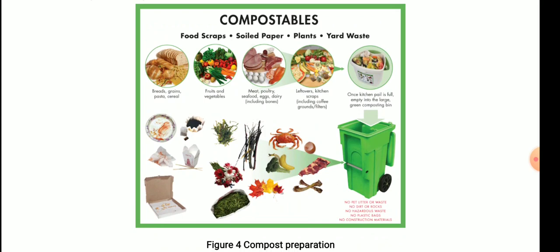Now this diagram shows what are compostables: food scraps, soiled paper, plants, yard waste, etc. Bread, grains, cereals, etc., fruit and vegetable waste, meats, poultry, seafoods, eggs. Leftover kitchen scraps including coffee grounds, filters, etc. Once the kitchen pail is full, it is emptied into the large green composting bin. So these all help in the compost preparation.